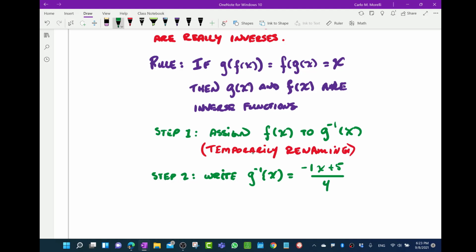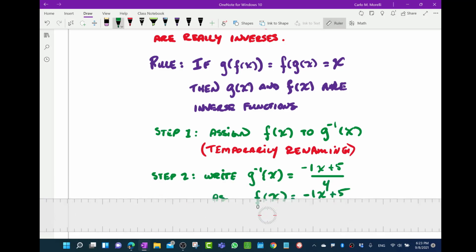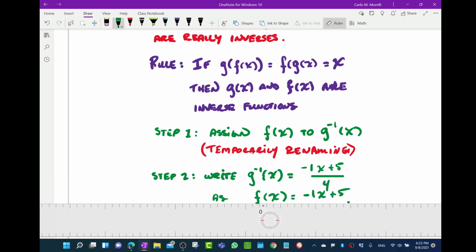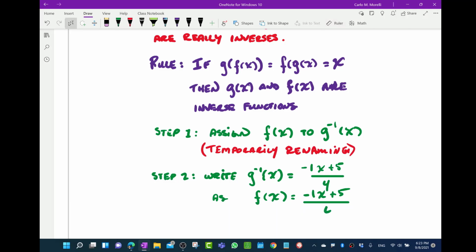As f of x equals negative 1x plus 5, over 4. Okay, so over 4, right? So now we've assigned g inverse x as f of x. And so now we're ready to perform this validation rule.